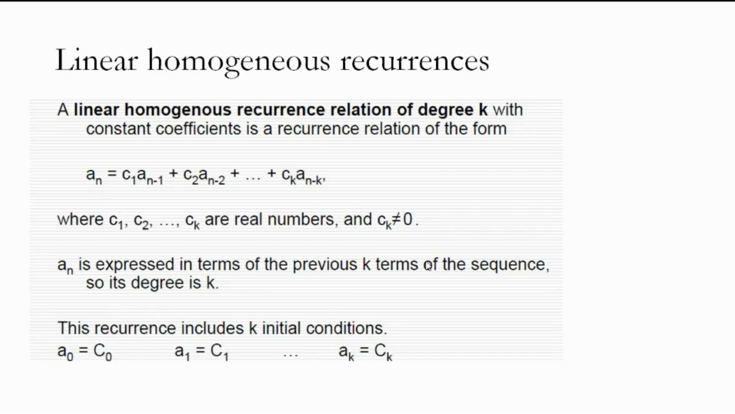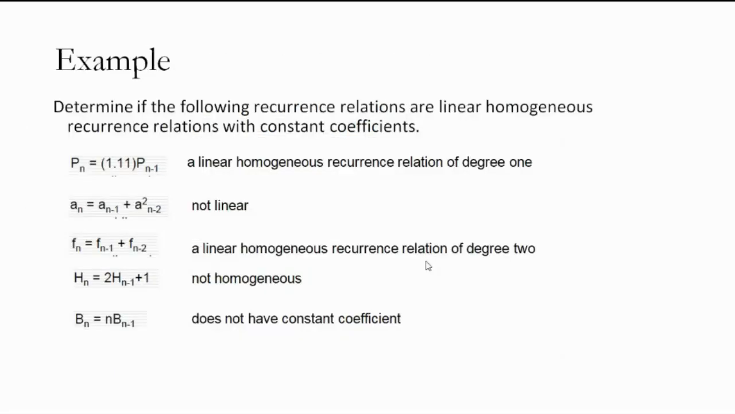So this recurrence includes k initial conditions: a0 is equal to c0, a1 is equal to c1, ak is equal to ck. So obviously you will get the k degrees here. Remember, you can make note of this because this is very, very important for understanding the next slides. Now we'll see some examples.